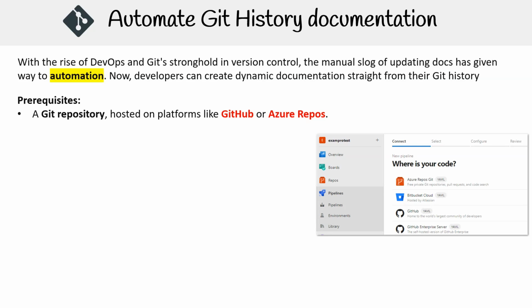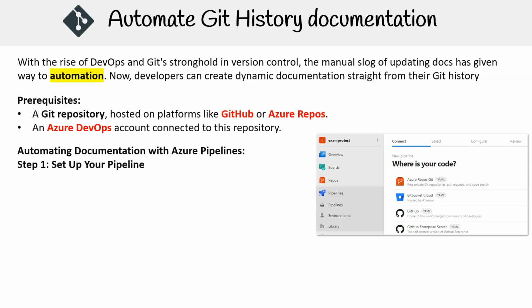Prerequisites: a Git repository hosted on platforms like GitHub or Azure Repos, an Azure DevOps account connected to this repository, automating documentation with Azure Pipelines.